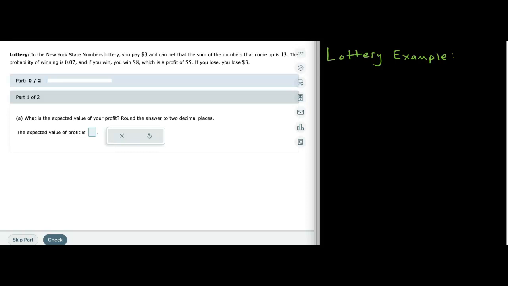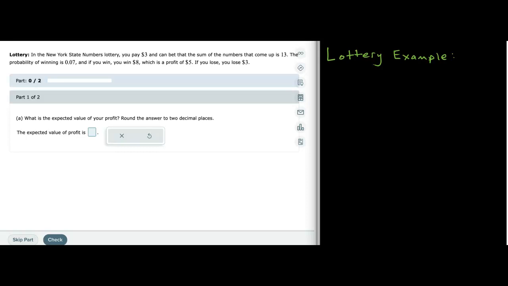Let's take a look at this lottery example in Aleks. In the New York State Numbers Lottery, you pay $3 and you can bet that the sum of the numbers that come up is 13. The probability of winning is 7% or 0.07, and if you win $8, which is a profit of $5.